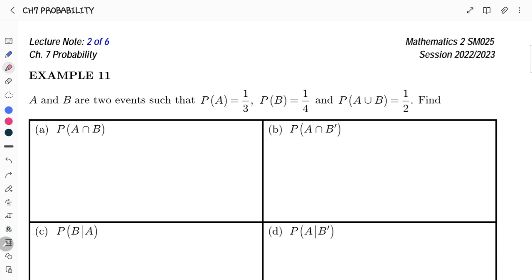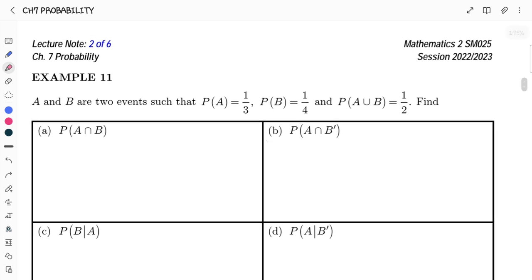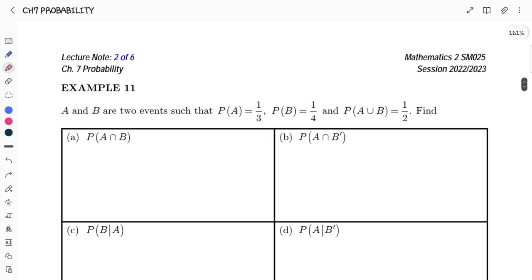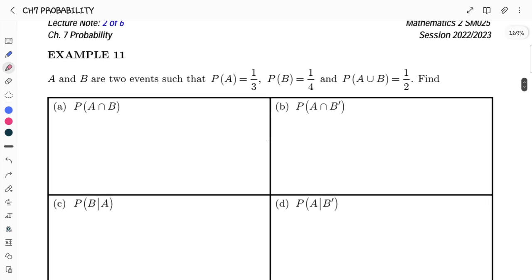Example 11. A and B are two events such that P(A) is equal to 1/3, P(B) equals 1/4, and P(A union B) is equal to 1/2. Find P(A intersect B). You already know this formula: P(A union B) is equal to P(A) plus P(B) minus P(A intersect B). So you can rearrange this formula to get this formula. Notice the difference.